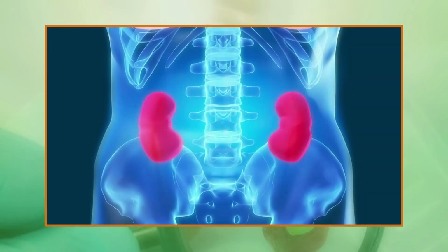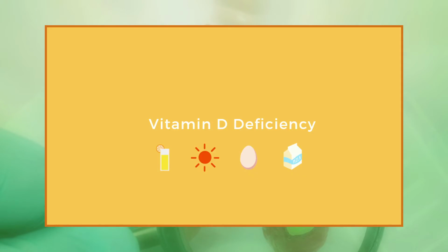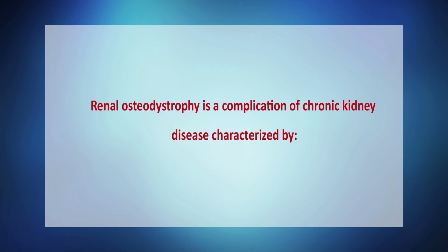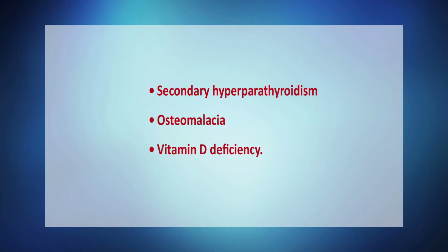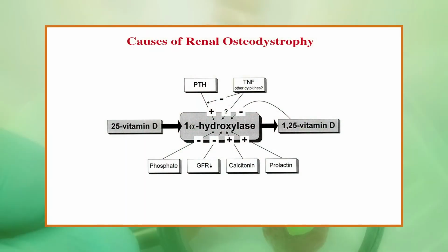Hypocalcemia can be caused by chronic renal failure, vitamin D deficiency or malabsorption. In chronic renal failure, the kidneys fail to reabsorb calcium. Renal osteodystrophy is a complication of chronic kidney disease characterized by secondary hyperparathyroidism, osteomalacia, and vitamin D deficiency. It's caused either by impaired 1-alpha hydroxylase activity in the kidney. This leads to reduced vitamin D activation and less calcium reabsorption. This increases parathyroid hormone production, or by impaired phosphate clearance by the kidney.